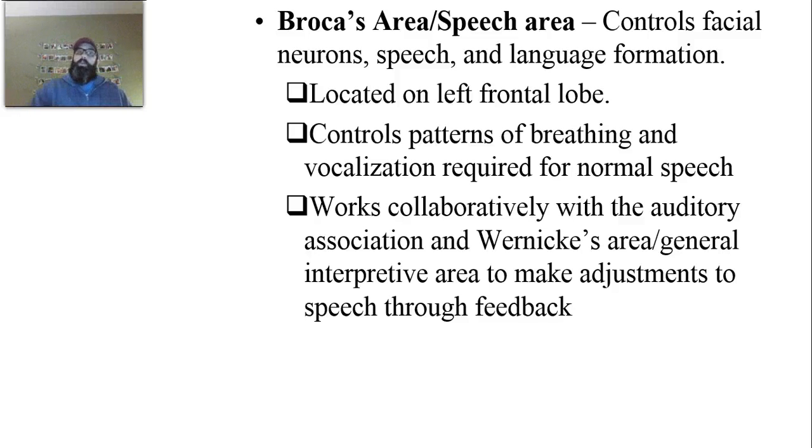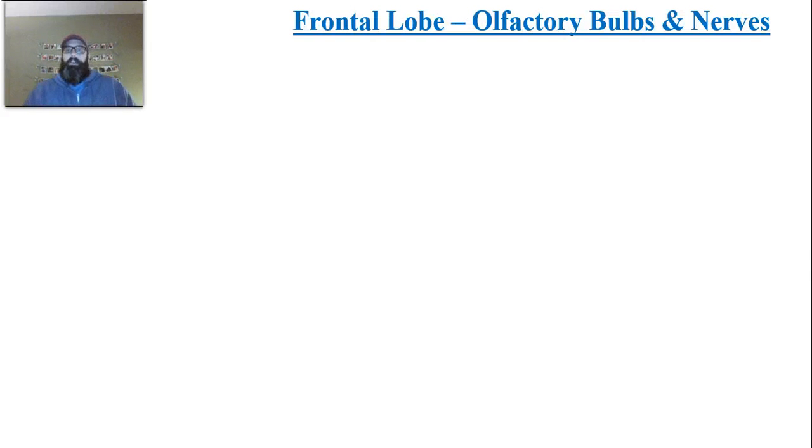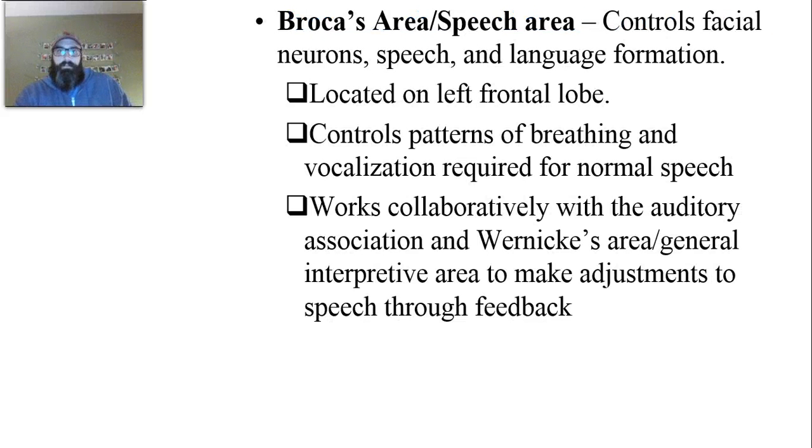The crazy thing about it is it works collaboratively with what's called the auditory association area and the Wernicke's, or general interpretive, area, because as you talk, you take in feedback from the sound, so you're processing the auditory sounds, and you're also interpreting what you're saying in order to make adjustments to the speech through feedback. So if you find yourself talking extremely loud, you can hear that feedback, and if you need to talk louder and louder, you're getting that feedback, and so your Broca's area will adjust based on the feedback it's getting from all those other areas. And I'll show you where this is located here in just one second.